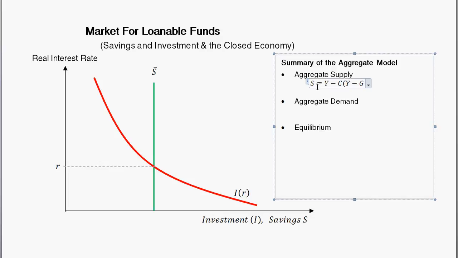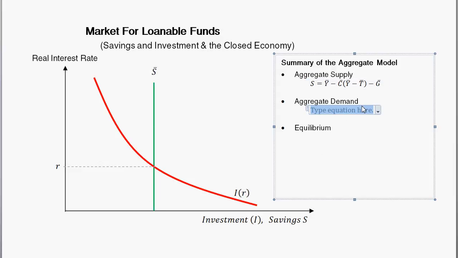Consumption is a function of disposable income, which was income minus taxes. And since income is fixed in this model, and taxes, set by the government, are going to be fixed in this model, then consumption is fixed in the model. That's why we have this kind of vertical savings line. And then government spending, set by the government, we're going to say is fixed. So that's how we have this vertical supply for aggregate supply.